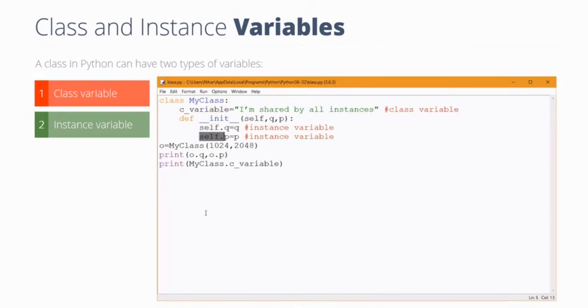Class variables are called by the name of the class they belong to, and instance variables are called by the name of the instance.